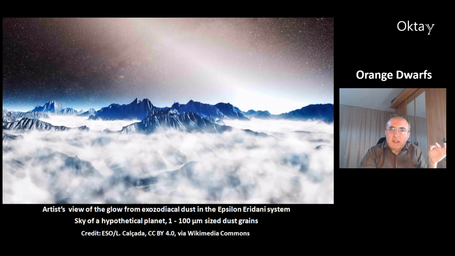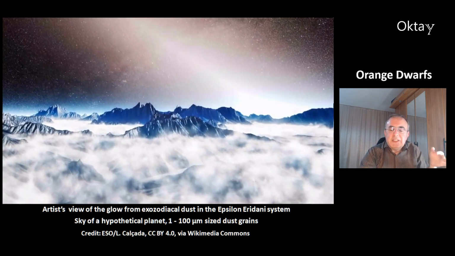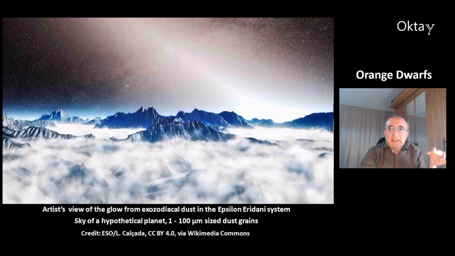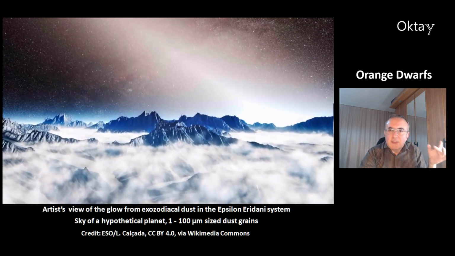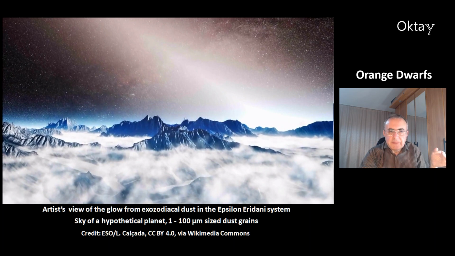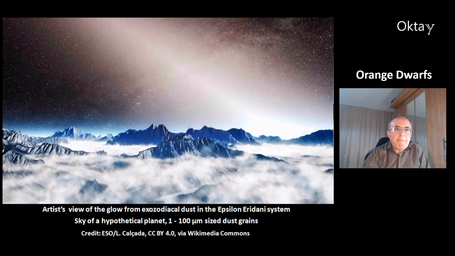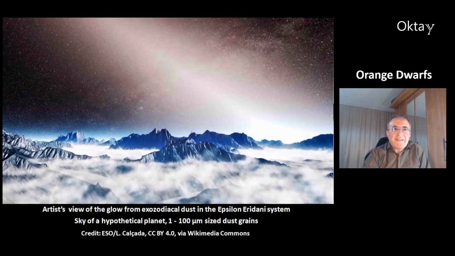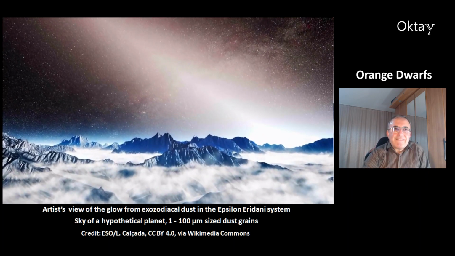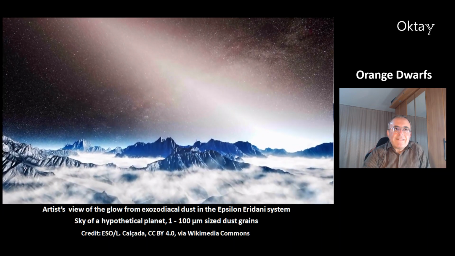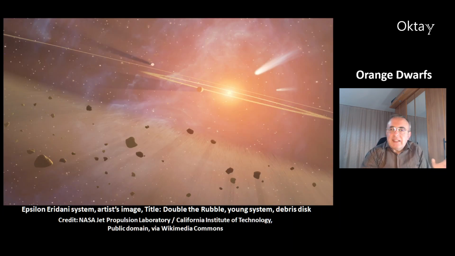This is a nice artist's view of the glow from exozodiacal dust in the Epsilon Eridani system. This is how the sky of a hypothetical planet would look. The dust grains have a size of 1 to 100 micrometers. This is another artist's image of the Epsilon Eridani system. The title of this image is Double the Rubble. That's because it is a young system and there's still a lot of debris disk and dust in this system.